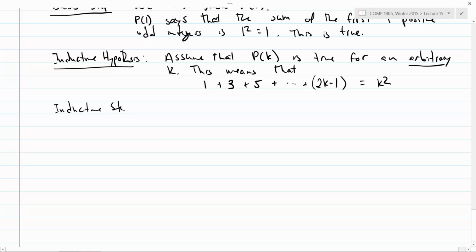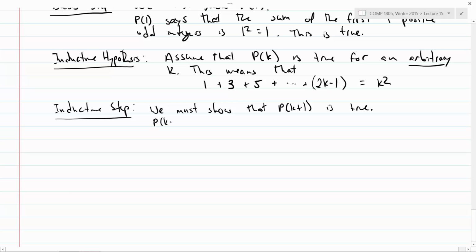So, inductive step. The first thing you should do in your inductive step is write down what you're trying to prove in your inductive step. Because if everything goes wrong in the inductive step, you can still get some marks as long as you say what you were supposed to show. That's really, really important. So we want to show that pk plus 1 is true. And we do that using the inductive hypothesis.